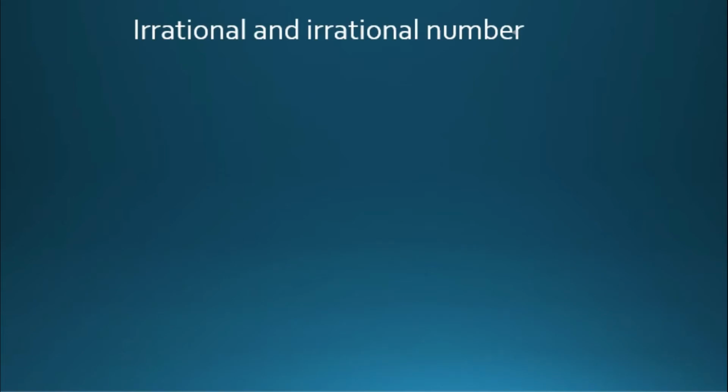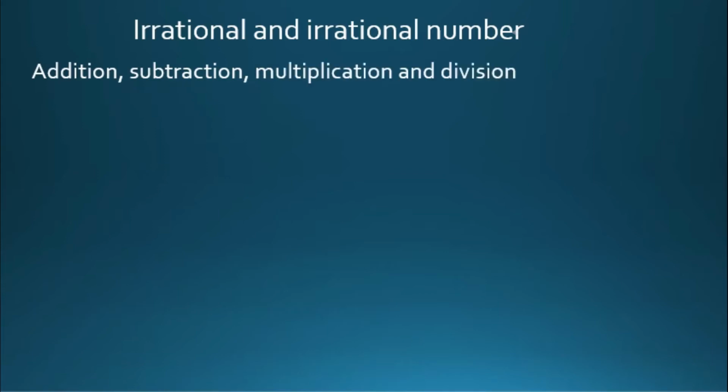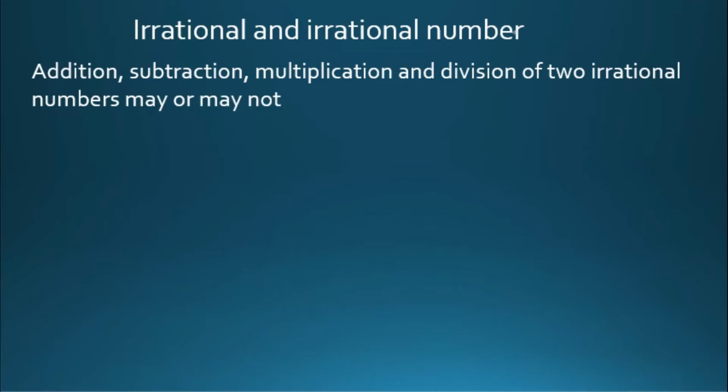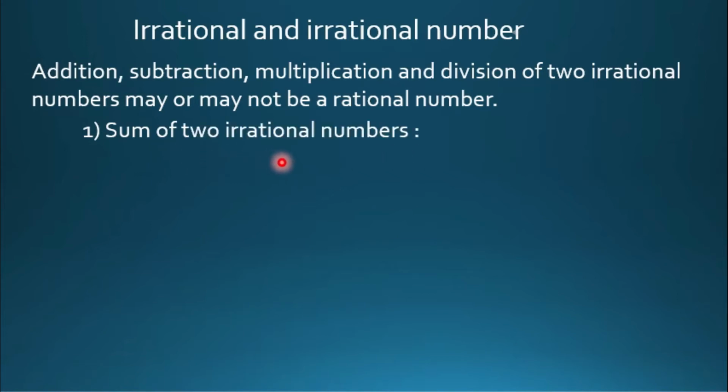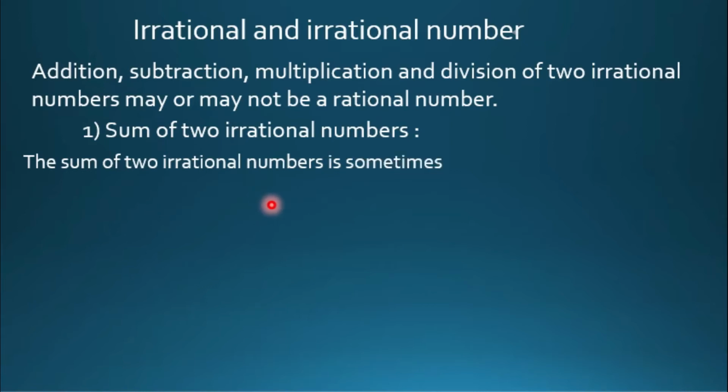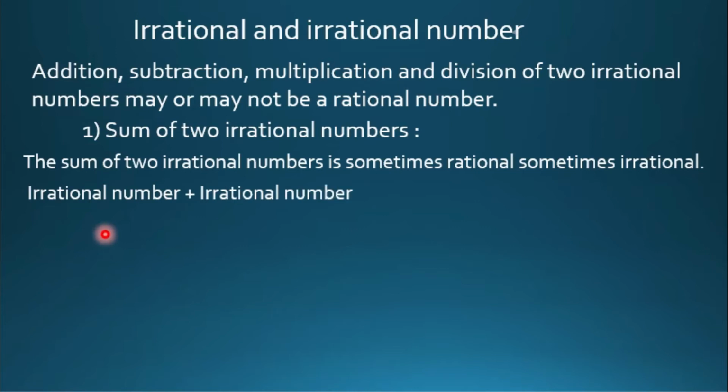Irrational and irrational number. Addition, subtraction, multiplication and division of two irrational numbers may or may not be a rational number. Sum of two irrational numbers. The sum of two irrational numbers is sometimes rational, sometimes irrational. Irrational number plus irrational number is equal to an irrational or rational number.